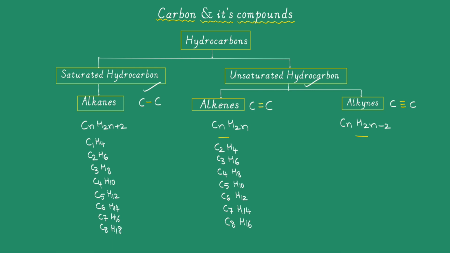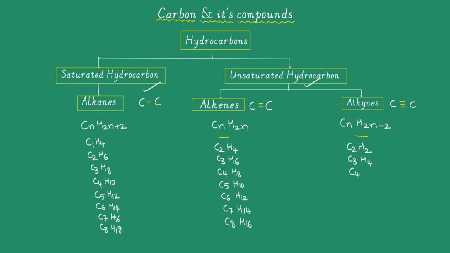Then what about alkynes? Alkynes also, with one carbon we cannot write. From 2 carbons onwards we have to start. In alkynes, what happens? The number of hydrogens will be 2 less than the double. In alkanes, 2 more than the double. In alkenes, exactly double. In alkynes, 2 less than the double. So for example, if you have 2 carbons, double is 4, then subtract 2 from 4, then we get C2H2. This is an alkyne. Then again C3, double it 6, subtract 2, 4, C3H4.